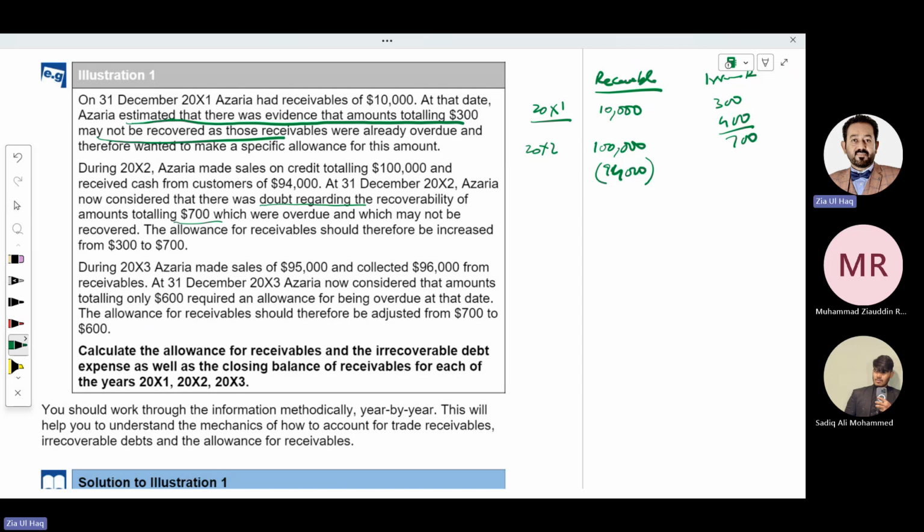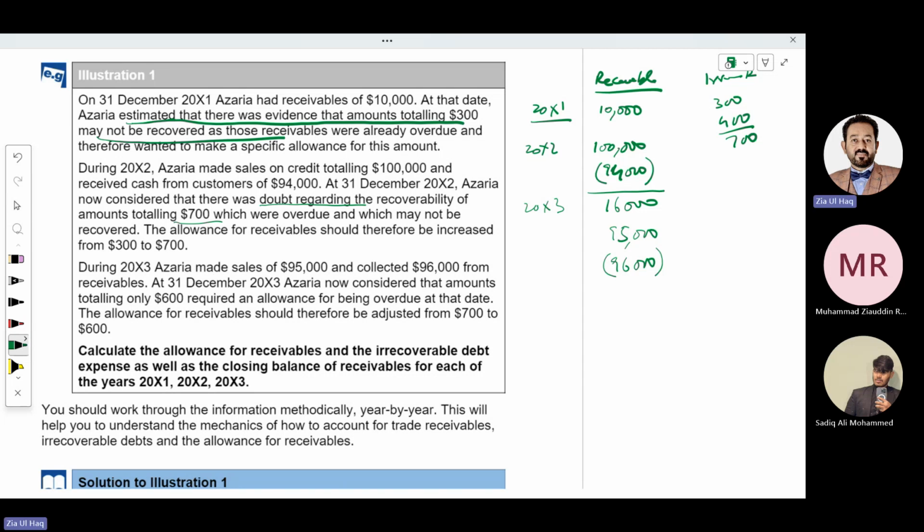This means at year end 20x2, what could be the balance? 10,110 minus 94. 16,000 will be the balance, the opening balance at the start of 20x3, meaning next year. So during 20x3, Azaria made sales of 95,000. So 95,000 sales will be added. And collected 96,000 from receivables, and 96,000 is cash received that should be deducted.